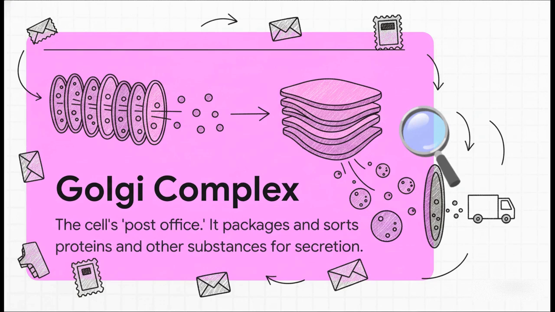So after a protein gets built and travels along the ER highway, it gets sent to the Golgi complex. You should just think of this as the cell's post office or its shipping department. It takes in proteins, modifies them, packages them up, and then sends them off to wherever they need to go. It's the final stop before delivery.